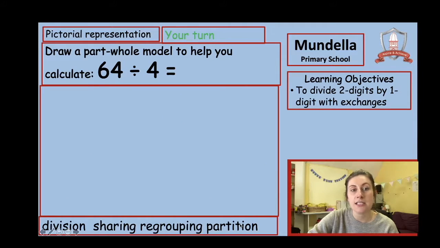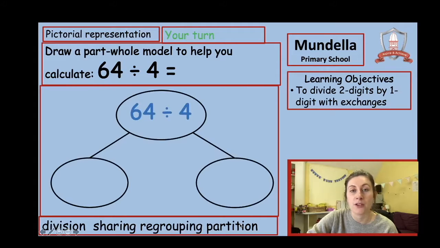Your turn. 64 divided by 4. So you might need to use your 4 times table to help you. Now, if you're feeling confident about this, pause the video now and have a go. If you need a little bit more help, here's the part-whole model, and I'm going to split the number for you. So I know that 4s go into 40 equally and 4s go into 24 equally. So have a go at using this part-whole model to work out the answer to 64 divided by 4. Pause the video now and press play when you're ready to continue.